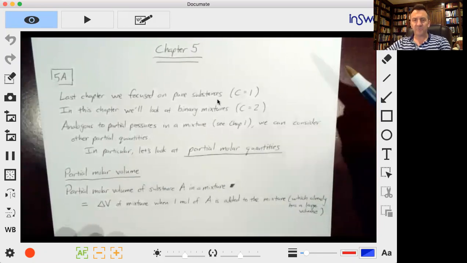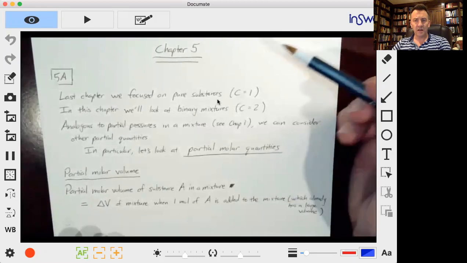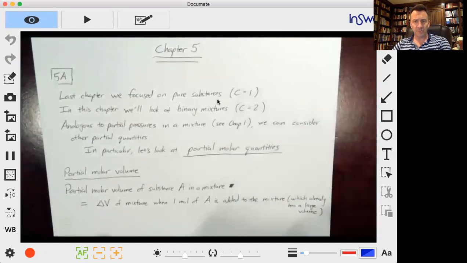So in the last chapter, chapter 4, we focused on pure substances, so cases where C equals 1. And in this chapter, we're going to be looking at binary mixtures, so now C equals 2. And as we talked about back in chapter 1, if you have a mixture of more than one gas, each gas can contribute to the total pressure of the mixture of gases. The contribution of each of the constituent gases is called the partial pressure.